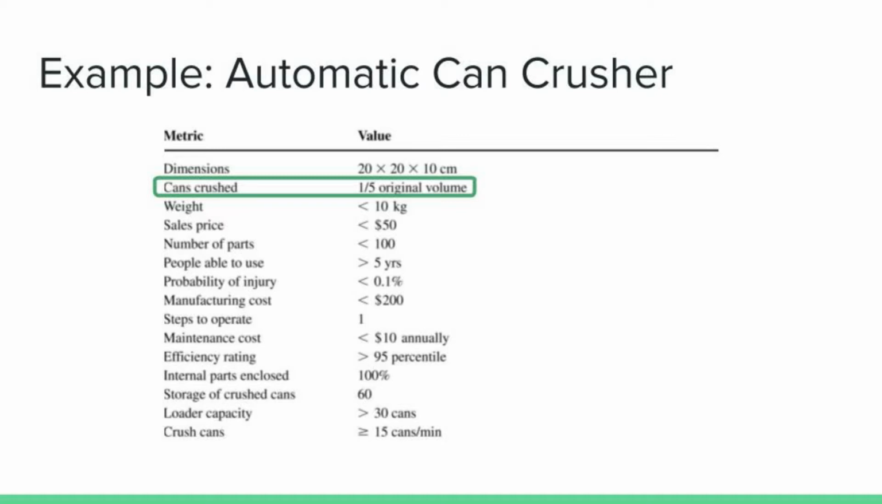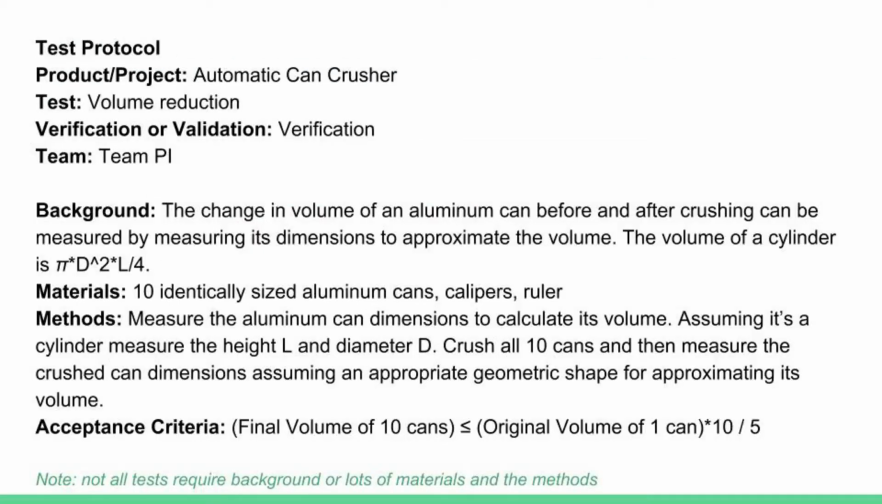We write a testing protocol. We give it the title of our product or project. We give the test a name, volume reduction. We are doing a verification because it's of our specification, not a user need. Who's going to do it? Our team's going to do it. Background. We're going to talk about volume here, so we've got a formula for volume. We have a can, it's a cylinder, so we'll use the cylinder formula for volume.